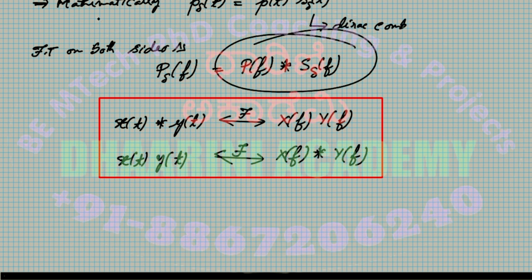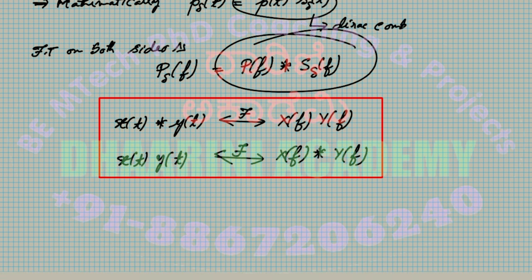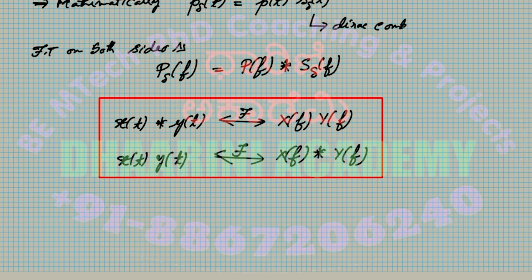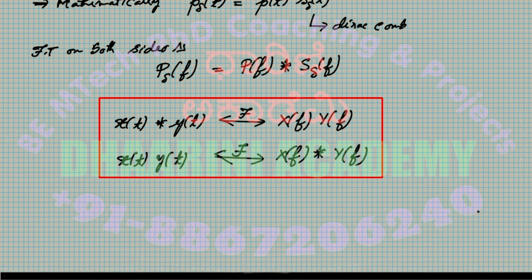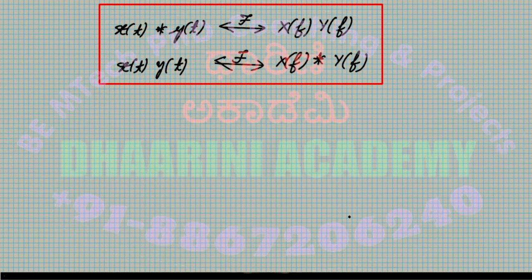That means I have to put a convolution here. This becomes convolution because on the left hand side it is nothing but the product, time domain product, frequency domain convolution. But we have an equation for this. I'll call this equation one. But we'll try to write the equation for S delta of t now.